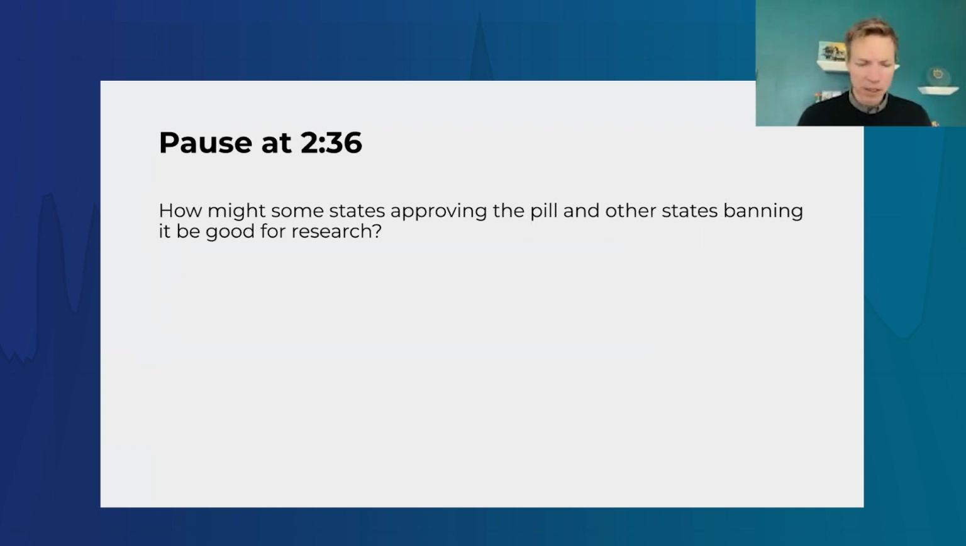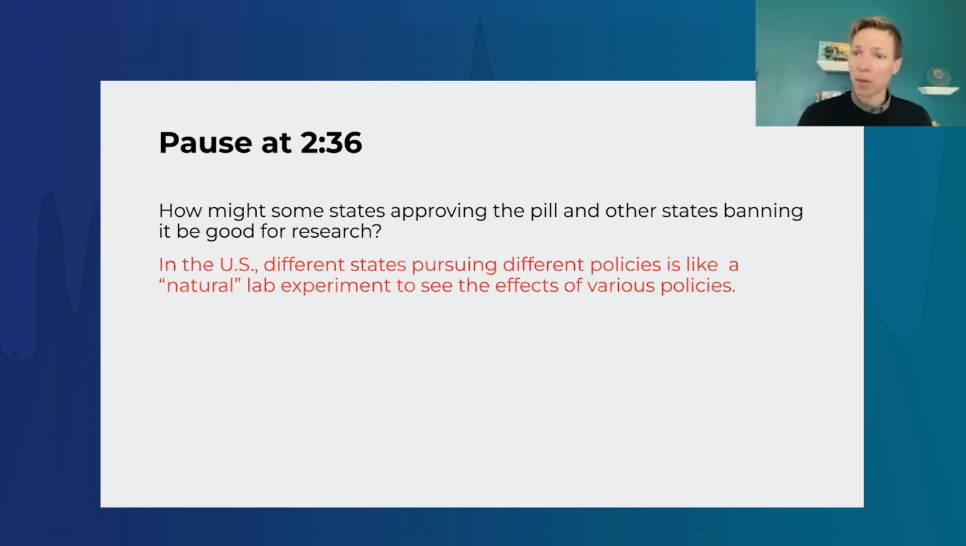Then if you keep playing the video, the next part will cover this. What happens is, certain states approve the birth control pill, and this happens at different times. So why might this be good for historical research? The answer is, it's kind of like a treatment and control group. It gives us a natural experiment. The pill is approved in some states, it's not approved in other states, and so we can look at the effect and try to nail down the causal effect of the birth control pill.